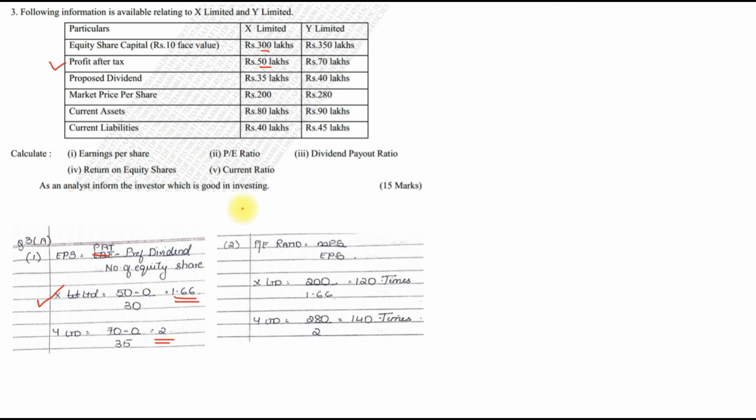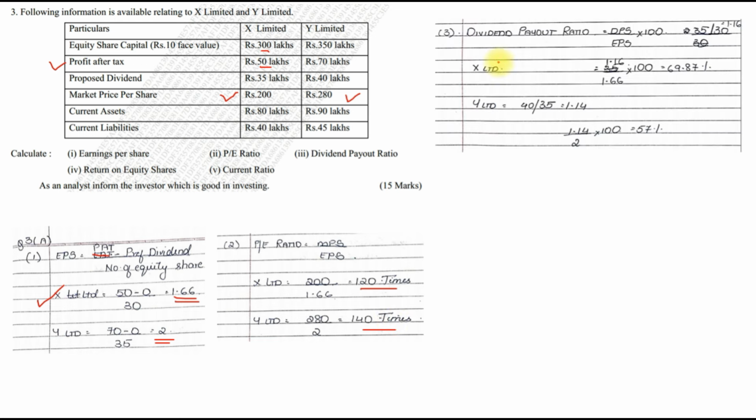Next, PE ratio. The formula for PE ratio is market price of the share upon earning per share. Market price is given, 200 and 280. So 200 upon 1.66, that is the earning per share we already found, and 280 divided by 2. So it came to 120 times and 140 times.